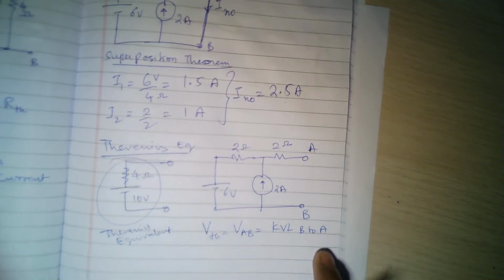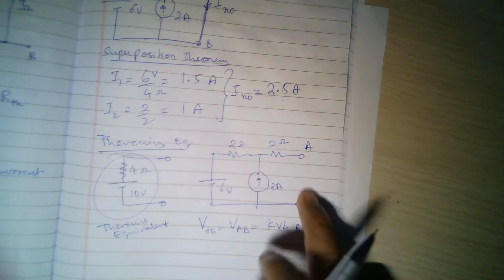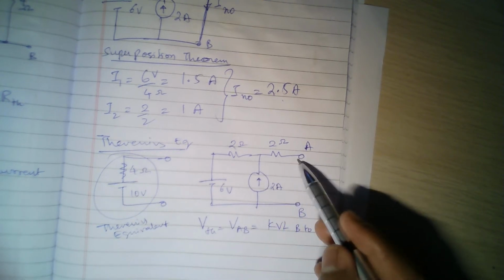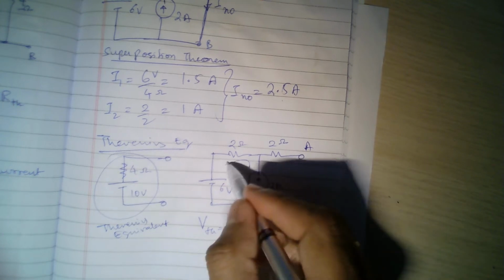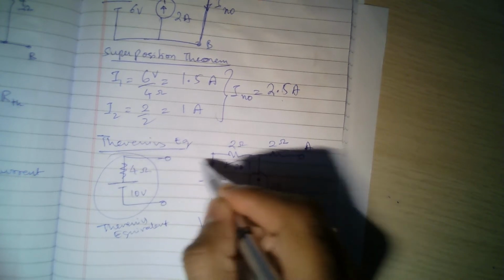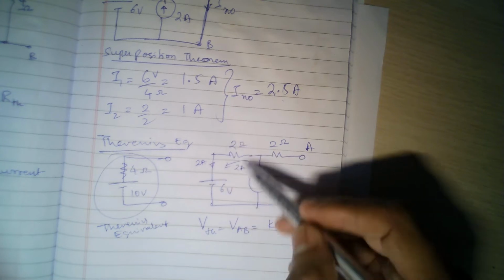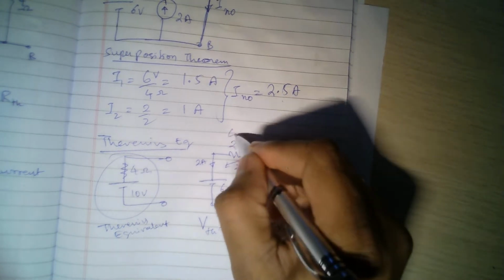So KVL from B to A we have to apply. Let us look at this circuit. This side is open, so here the current will be 0, here the current will be 0. So this entire 2 amperes will be going like this. So what is the voltage source here? 2 into 2, 4 volts.